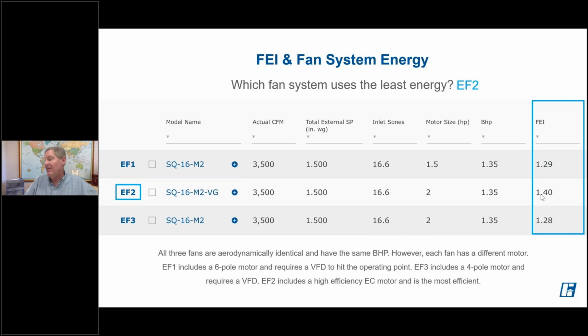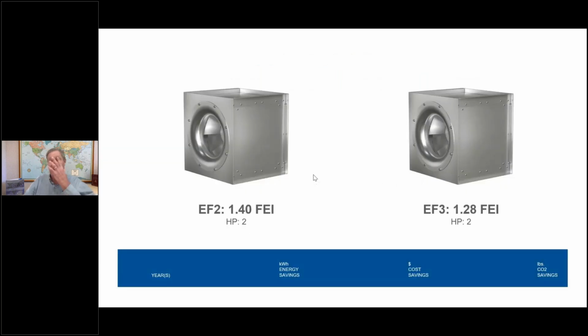All right, so what does that mean? A 1.4 versus 1.28, that's about a 0.12 difference in FEI, about a 9% difference in power consumption is what it amounts to. So if we put some numbers to this, comparing the most efficient fan with the least energy consumption to the fan with the highest energy consumption, what does that mean over the course of a year?